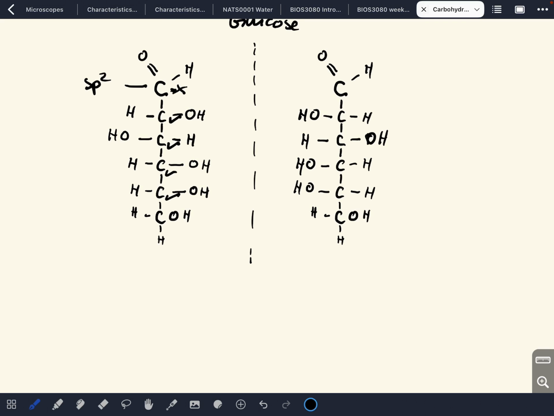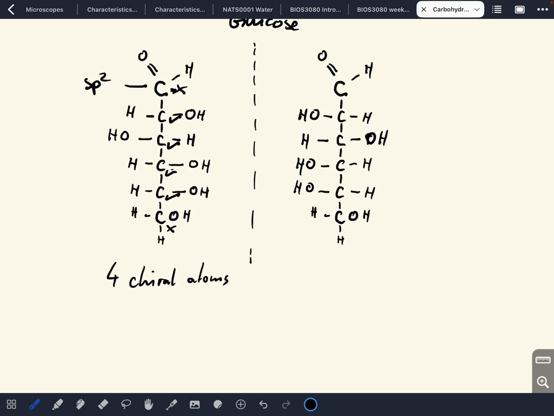What about the last one? Let's have a look at that. It is connected to an OH, but it's connected to two H, so they are the same. So this one here would not be a chiral atom in this glucose molecule. So we've got 1, 2, 3, 4 chiral carbon atoms in glucose.